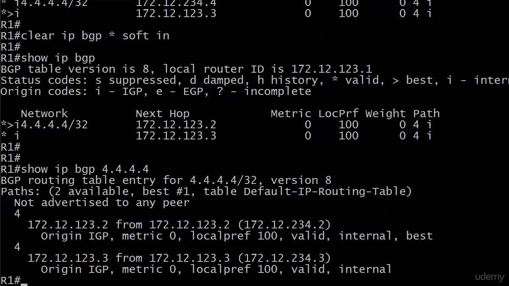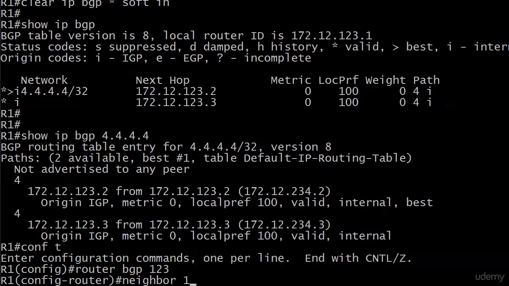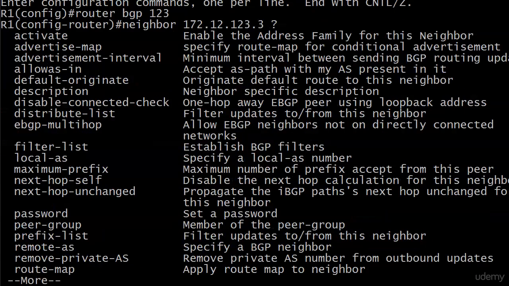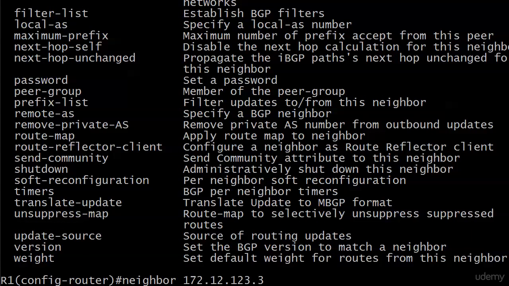And we're going to take the all or nothing approach and do a router BGP 123. Router BGP 123, thank you. Neighbor 172.12.123.3. And what do you want to change? We've got so much stuff we can change. It's more than one screen. It's all the way at the bottom. Weight is the one we want here.